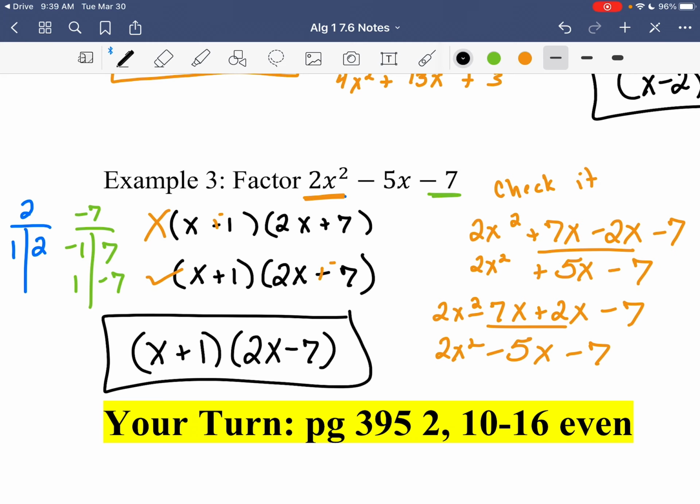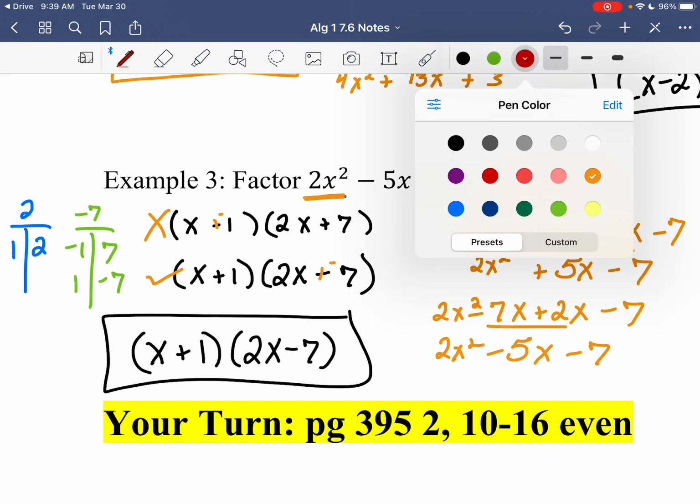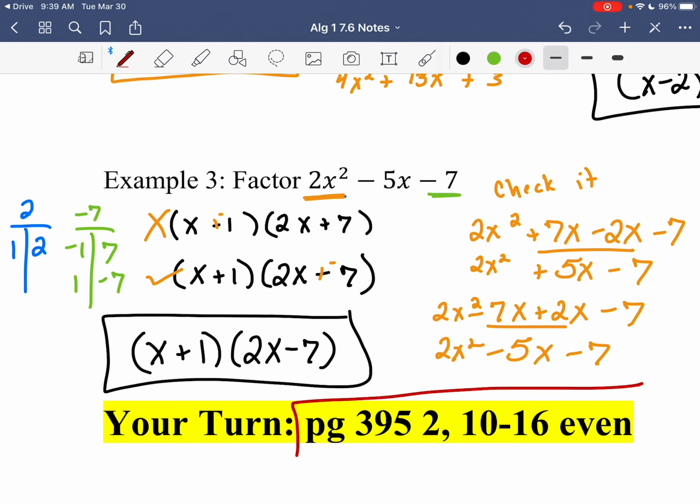Yay. Okay, your turn. I want you to go ahead and do page 395. Go and do number 2, and then 10 through 16 even.